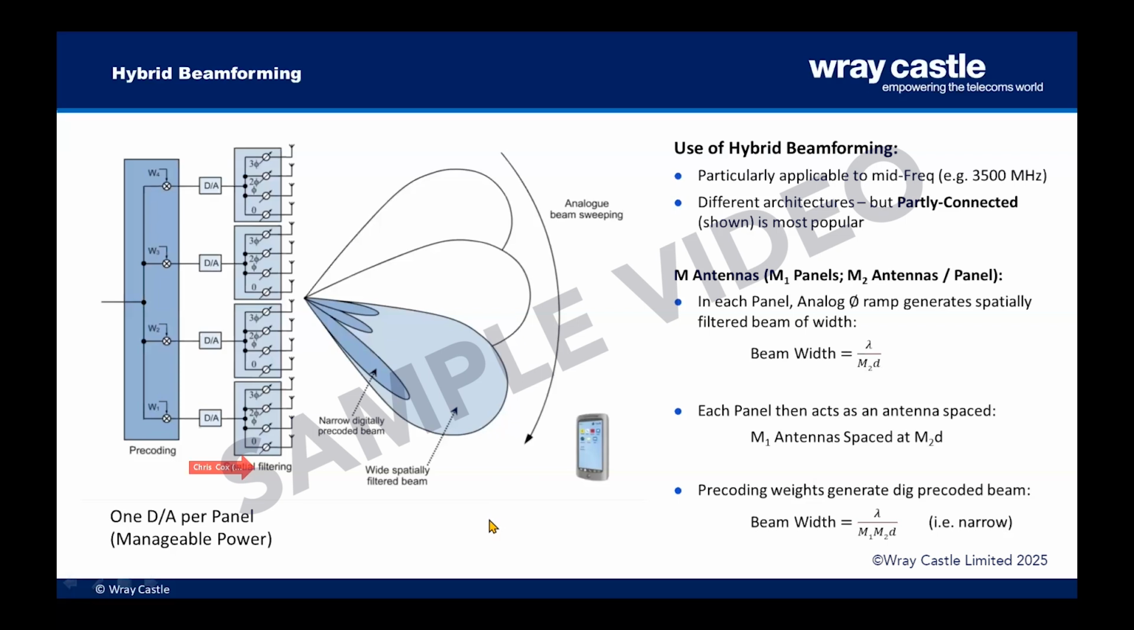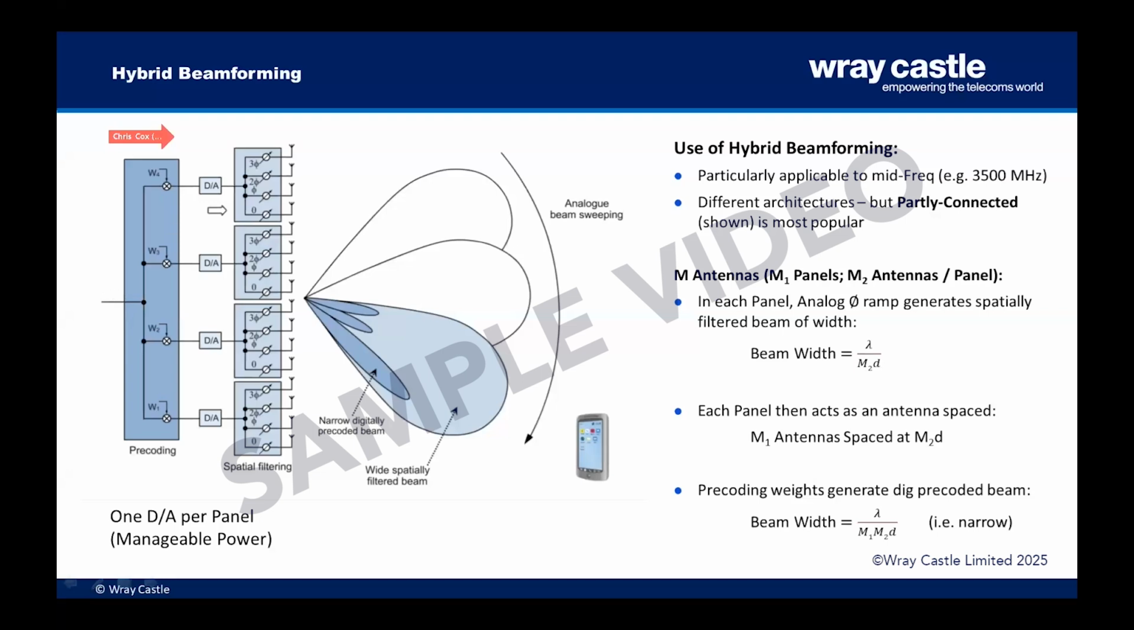Perhaps no surprise that there is an intermediate technique which can sometimes get the best of both worlds. It's called hybrid beamforming, and it uses a mix of analog and digital techniques. There's various ways to do it, but a common scenario is shown in the diagram on the left.